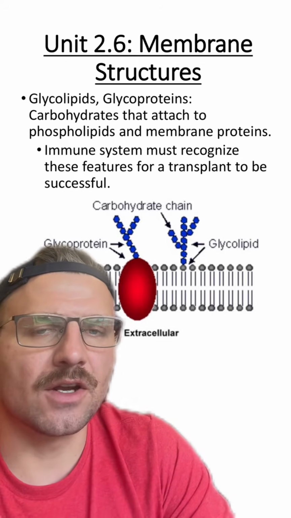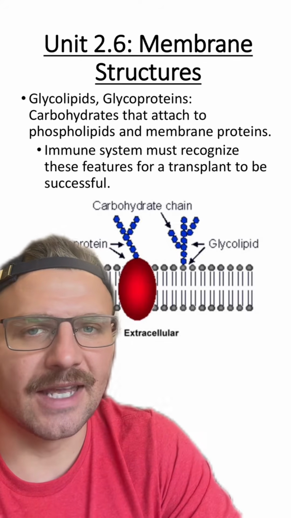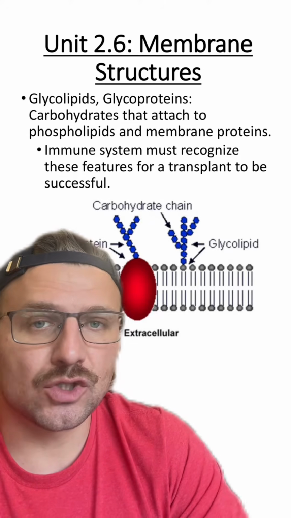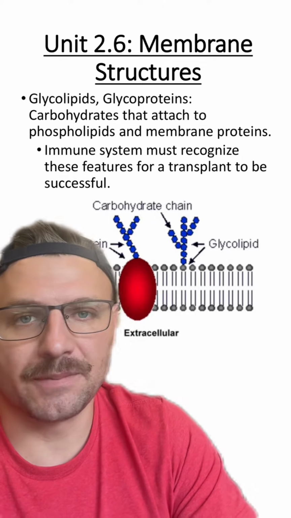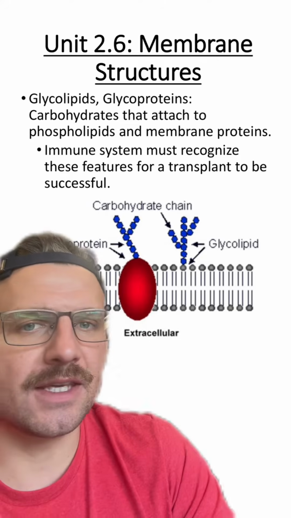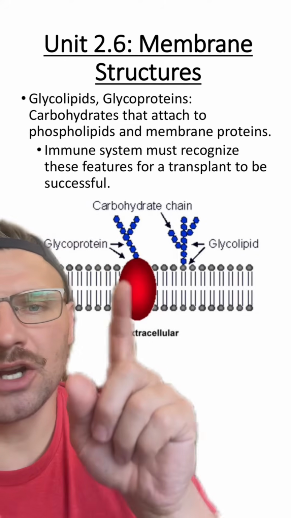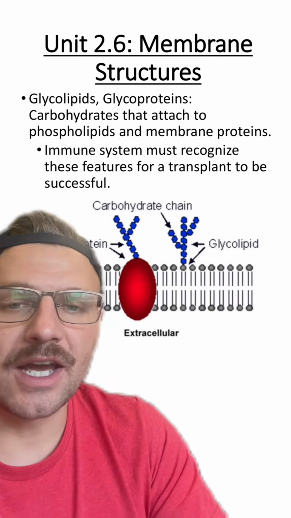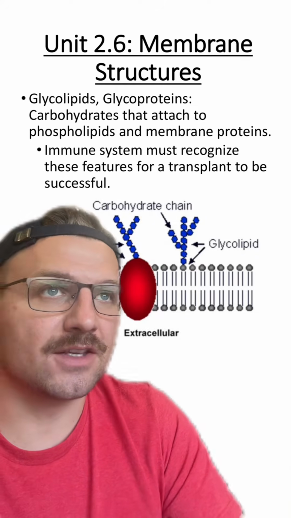One of the structures that you're going to see in the membrane is something called a glycolipid and a glycoprotein. Now, if we break down those words, glyco means sugar, and then we're going to be referring to either a lipid or a protein. And basically what these molecules are referring to are just carbohydrate chains that are going to help the cell recognize your cells versus things that aren't your cells.